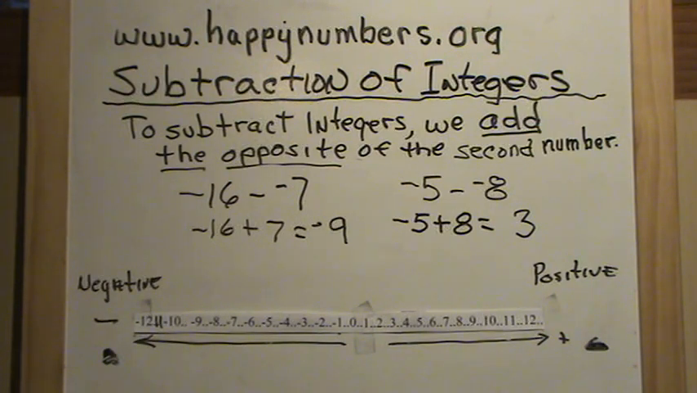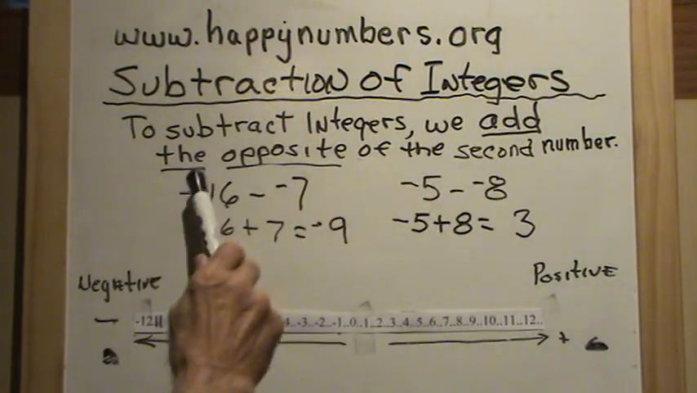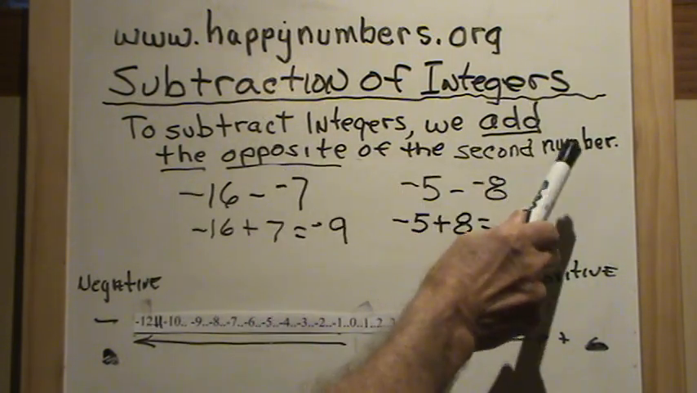Well, excellent. That is subtraction of integers, and the thing that we have to keep in mind is when we subtract integers, we really are adding the opposite of the second number.